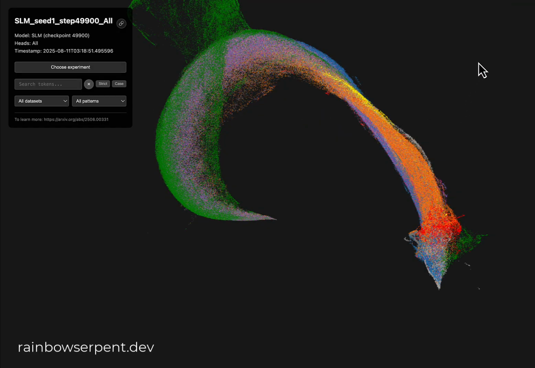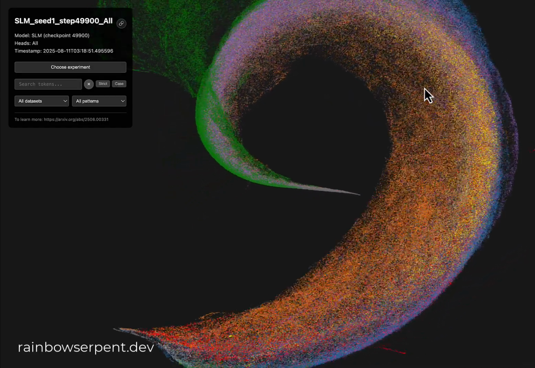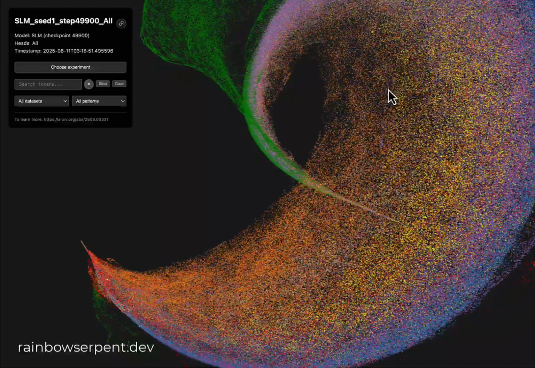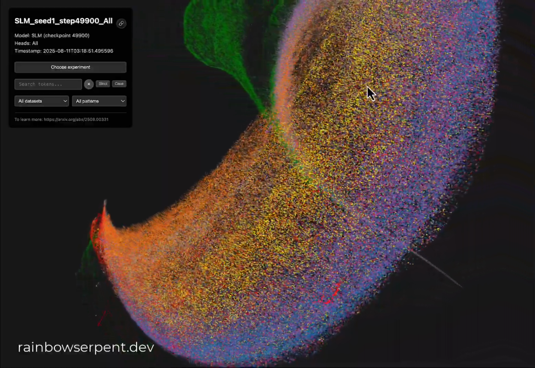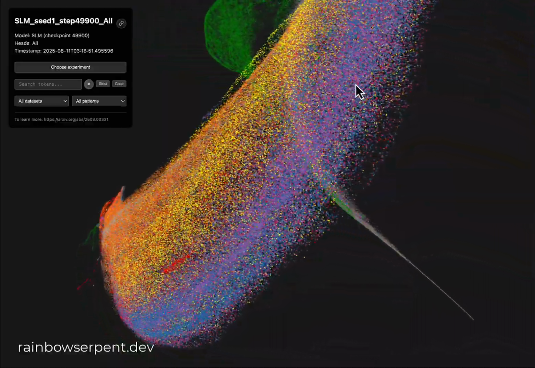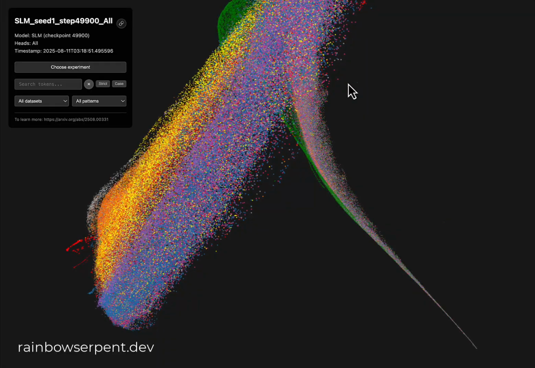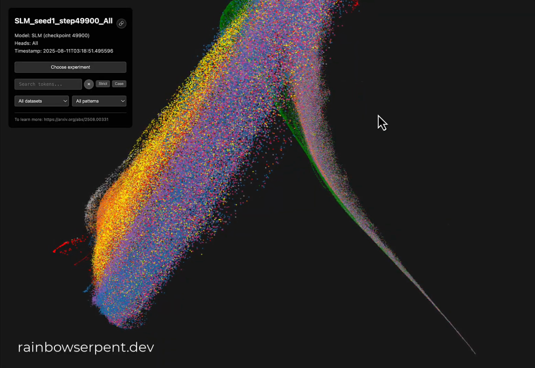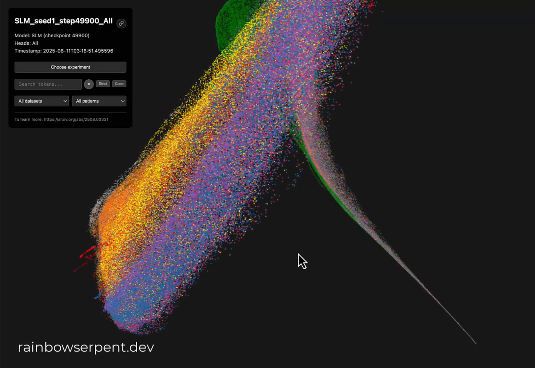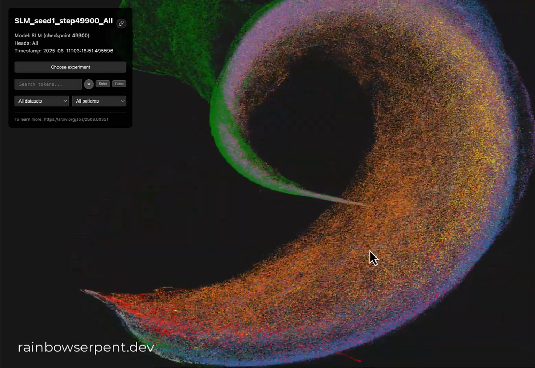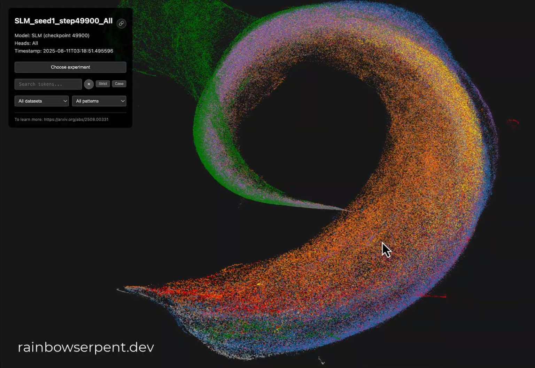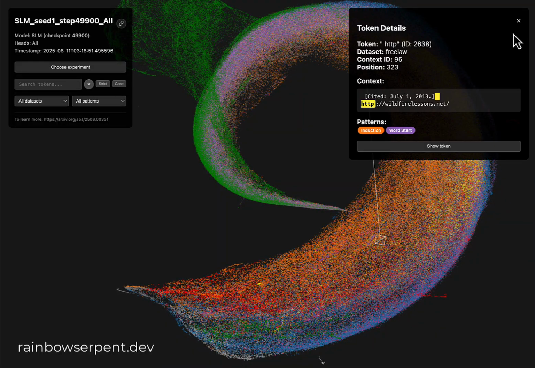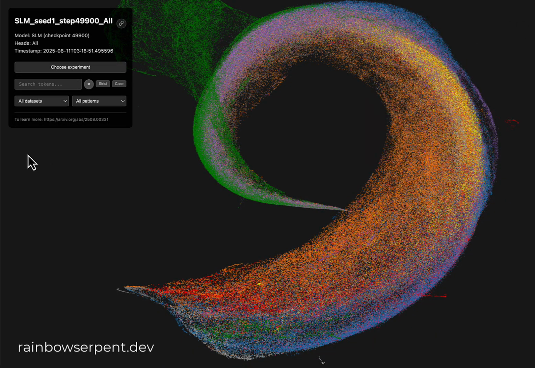Two tokens will end up nearby in this visualization if they have a similar pattern of susceptibilities across heads. And we claim what this means is that the network computes the prediction of this particular token on this context in a similar way, if that pattern of susceptibilities is similar. So this is a 3 million parameter model. It's pretty, but it's not that interesting. So let's take a look at some larger models.